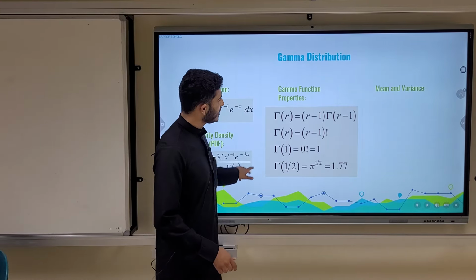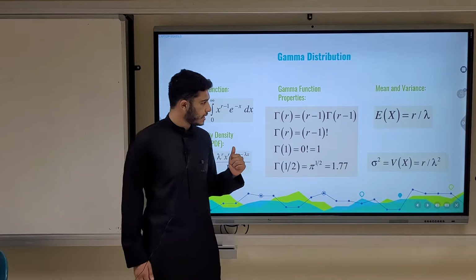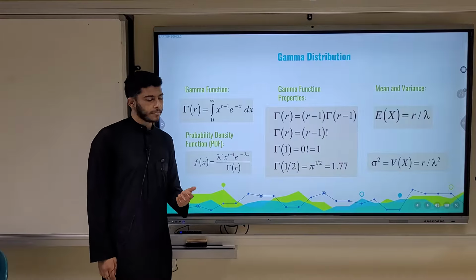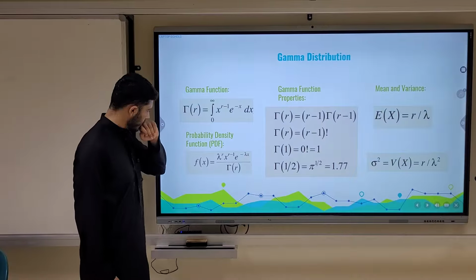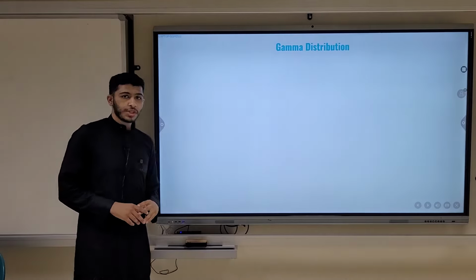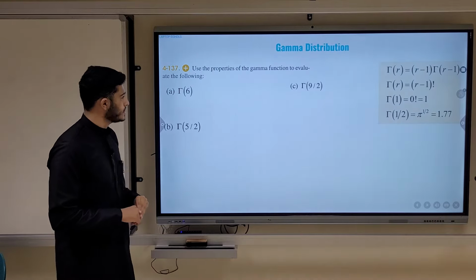At last, we have the mean and variance, which use the same formulas as the mean and variance for the Erlang, but here, remember, R is not always a whole number. It can take whatever value, as long as it's not negative. I don't think it can take negative values. Now let's solve a question about the gamma function, and let's see how we can use its properties.